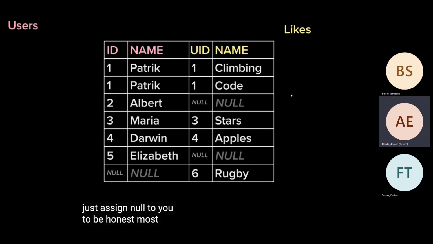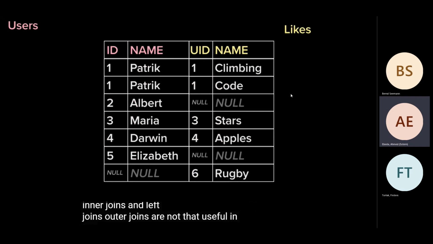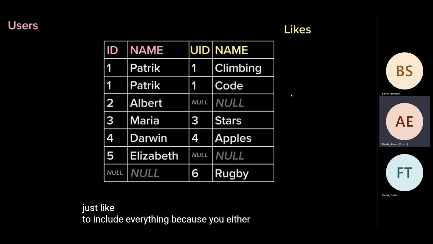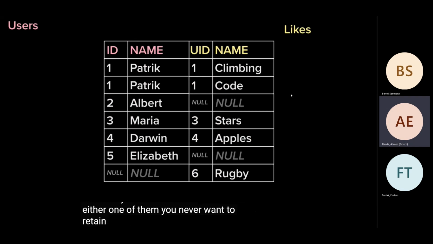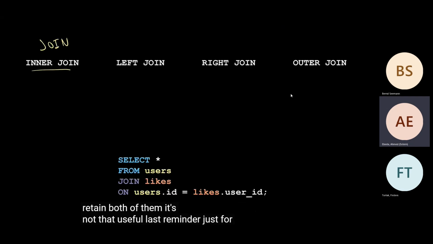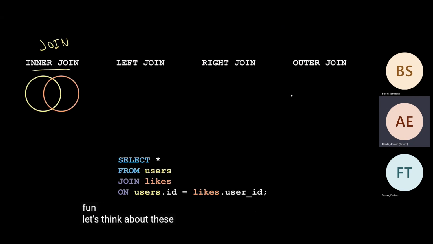To be honest, most of the time I only use inner joins and left joins. Outer joins are not that useful in my opinion because there's not a lot of time where you want to include everything, because you either care about just the users or just the likes. You want to retain either one of them. You never want to retain both of them. It's not that useful.